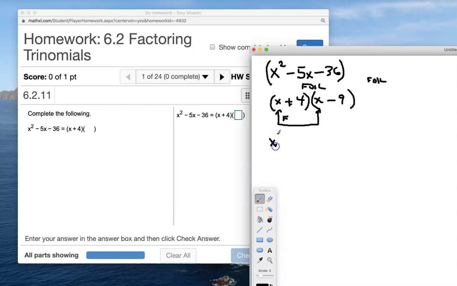I say x times x is x squared. That's good. Outer terms right over here. These are the outer terms. And what I'm pointing to is minus 9, not all, minus 9 with the sign, times x is minus 9x. Now the inner terms are these two guys here, 4 times x. Those are the inner terms. And let me label this as the outer term. Plus 4x. And then the last, we know 4 times minus 9 is minus 36.